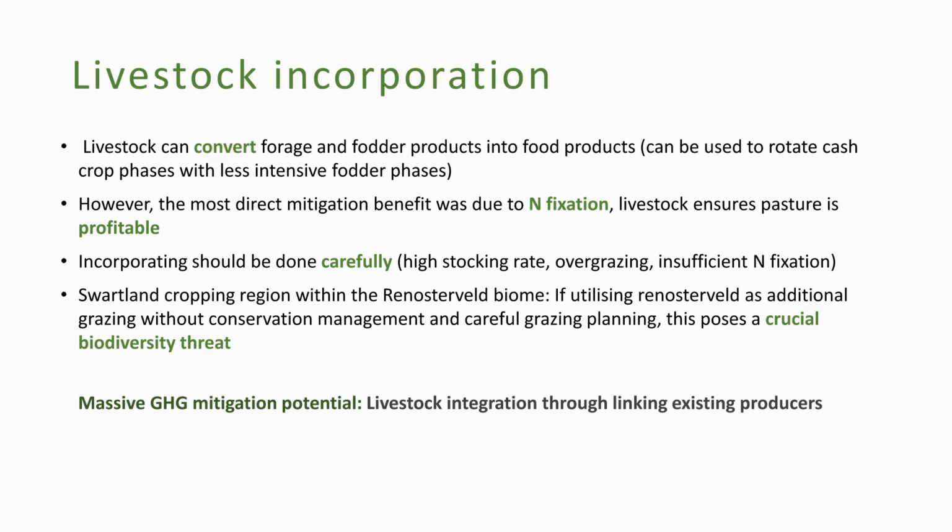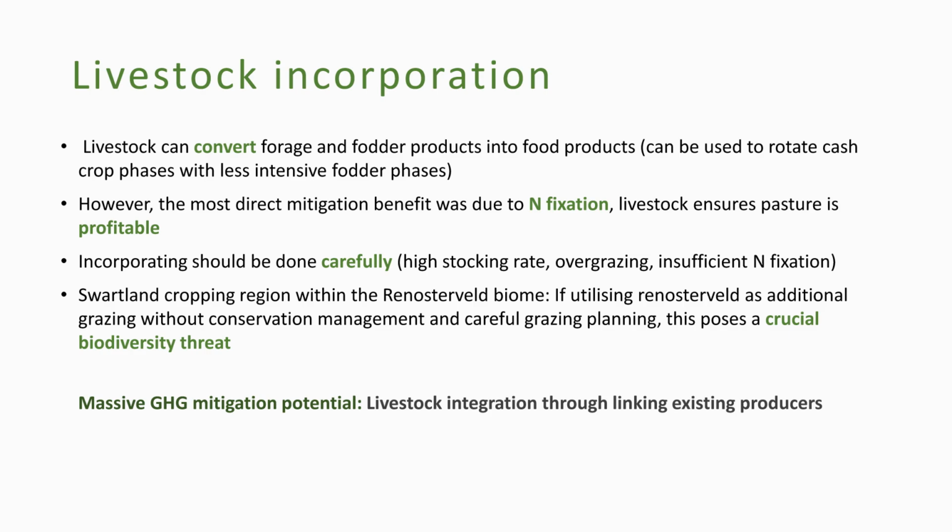Livestock are beneficial because they can convert forage and fodder that we can't eat into food products. And you can use this fact to reduce the intensity of cropping systems by rotating a cash crop with a pasture phase. But most of the benefit wasn't directly from the livestock, that was indirect, but it was from nitrogen fixation.